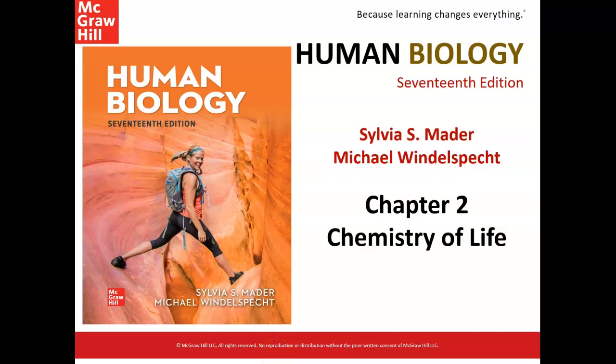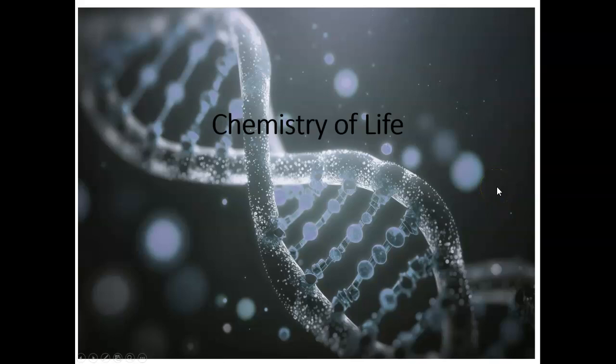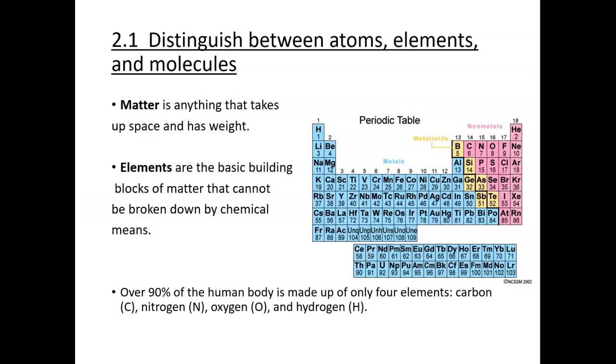Hi everyone. In this video we're going to start talking about the chemistry of life, and we're going to start with section 2.1, from atoms to molecules. Chemistry of life. And hopefully by the end of this you'll know what this molecule is, and we'll leave it to be a mystery right now. So the first objective we have is to distinguish between atoms, elements, and molecules.